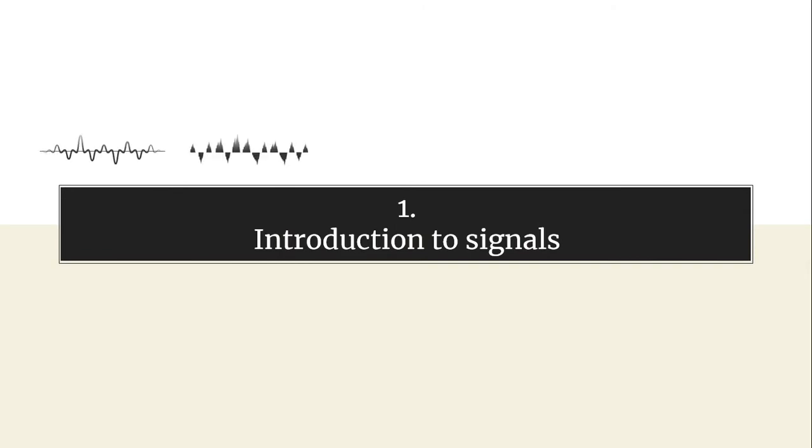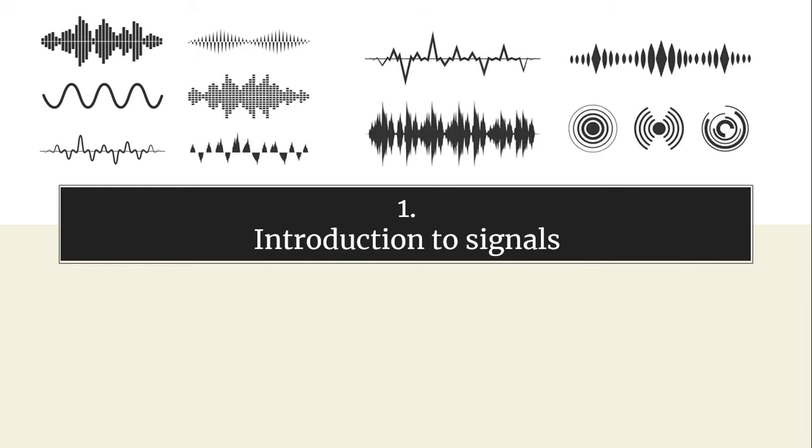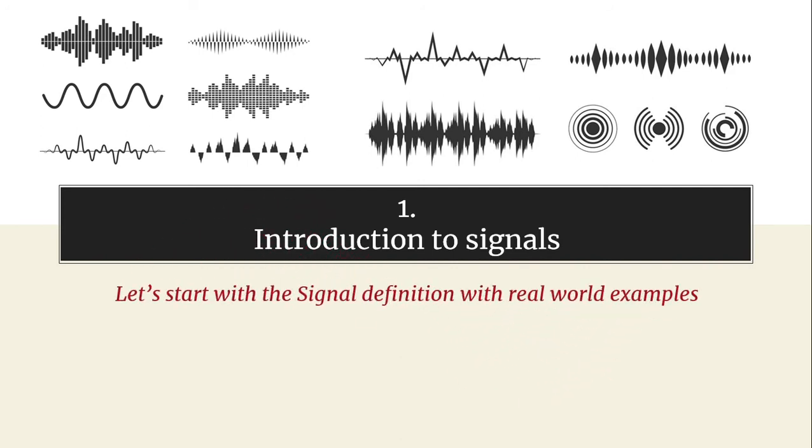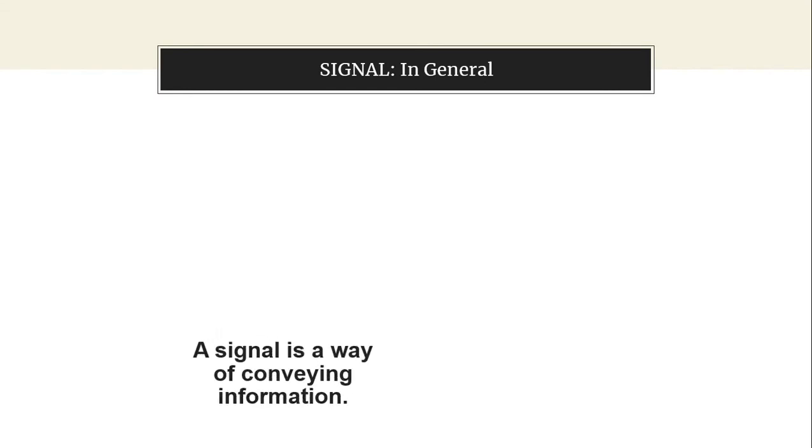So, already we have seen different types of signals, we have different shapes of signals all around. So, let's start with the signal definition with real world examples. First, we will see signals in general. A signal is a way of conveying information. That is the basic definition in general.